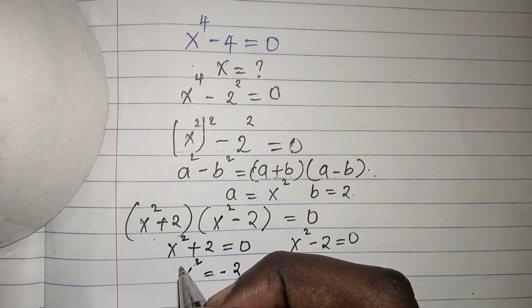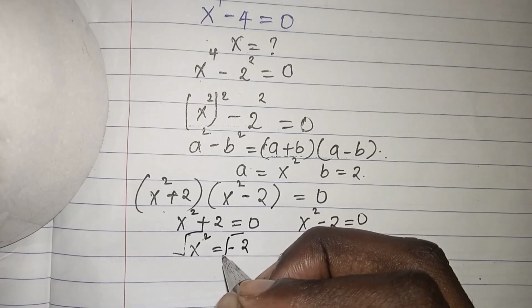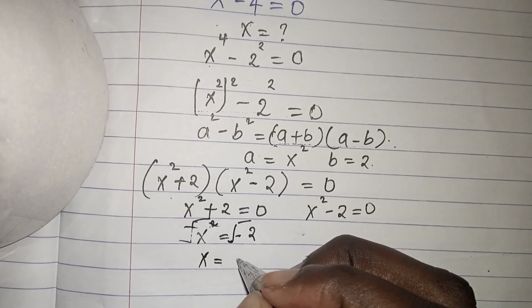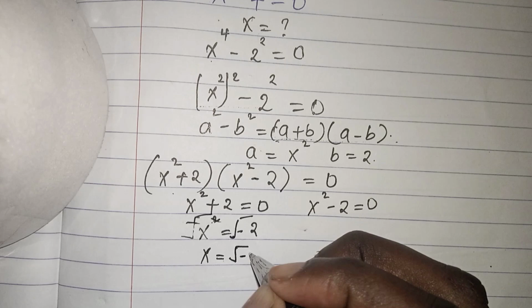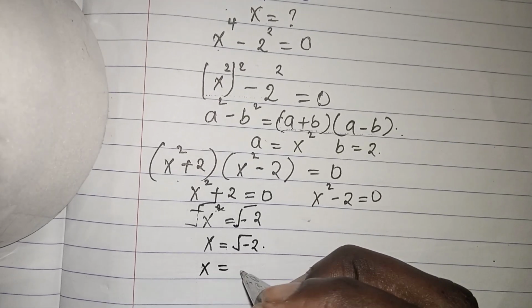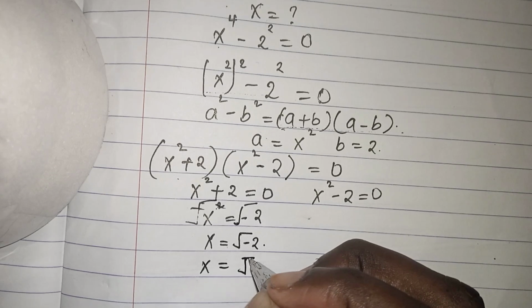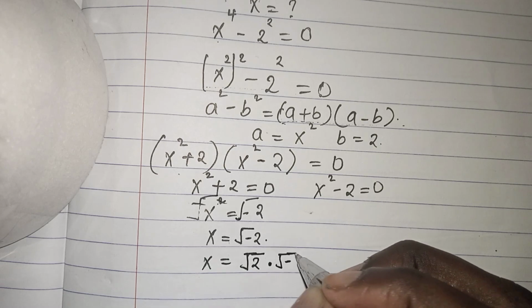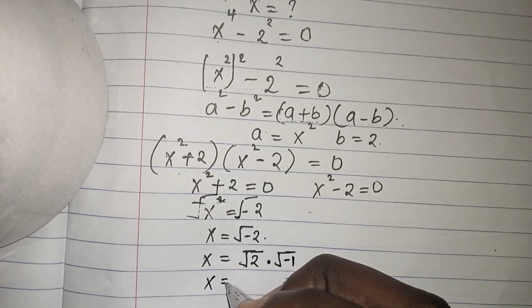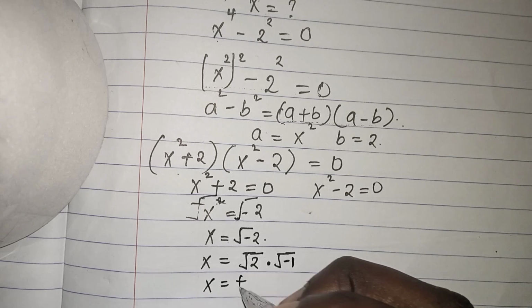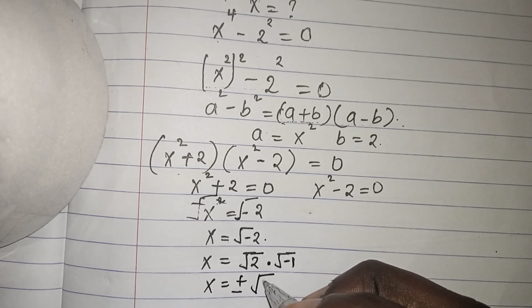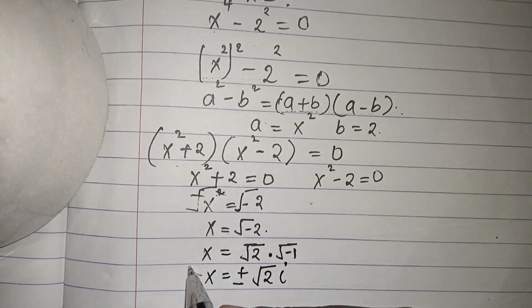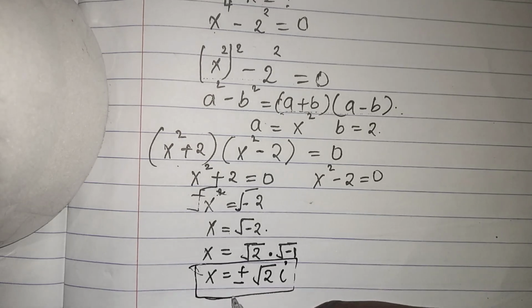So to remain with x, we are going to square root both sides. So this square will cancel with the square root. x is equal to the square root of negative 2. So x is equal to square root 2 times square root negative 1. So x is equal to plus or minus the square root of 2, the square root of negative 1, this is imaginary, right? So this is the value of x.